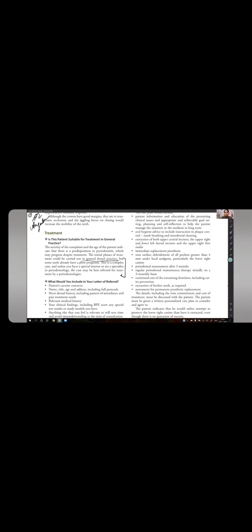Now, the care plan should include, first, patient information and education on the presenting clinical issues, and appropriate and achievable goal setting, planning, and self-reflection to help the patient manage the situation in the medium to long term. Then oral hygiene advice, to include instruction in plaque control, toothbrushing, and interdental cleaning. Extraction of hopeless teeth, like both upper centrals, upper right lateral, lower left lateral, and upper right first molar. Immediate replacement prosthesis, which you would give because this is all in a aesthetic zone. Root surface debridement of all pockets greater than 4 mm under LA, particularly the lower right canine.